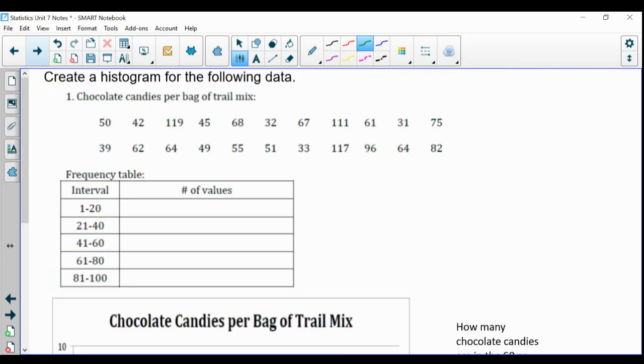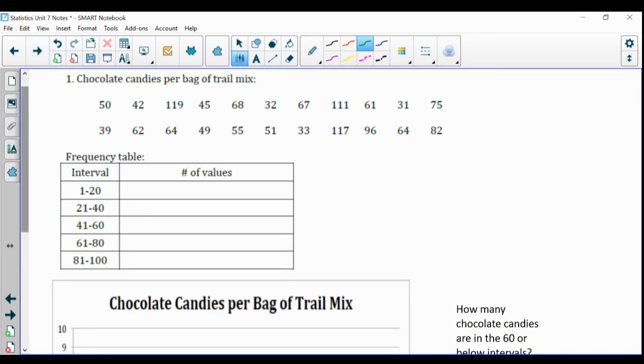So on your next slide, we're going to actually create a histogram. So the very first thing we want to do is create our frequency table, and I'll continue this on the next slide.